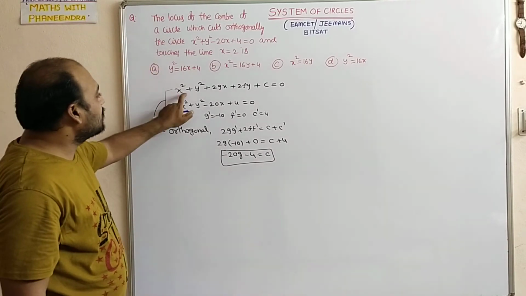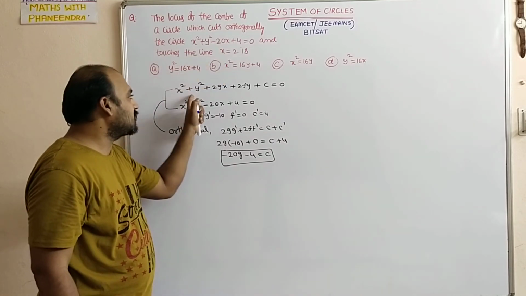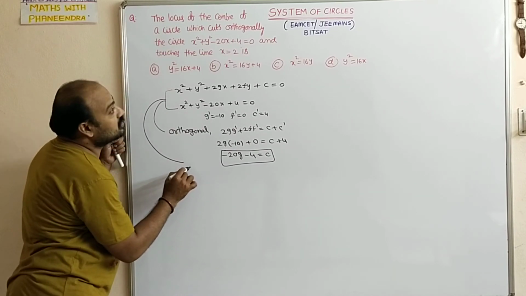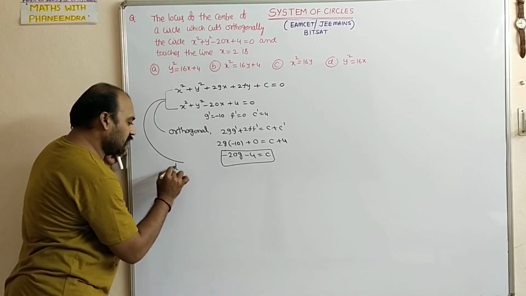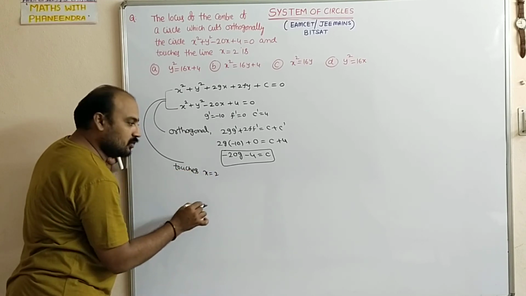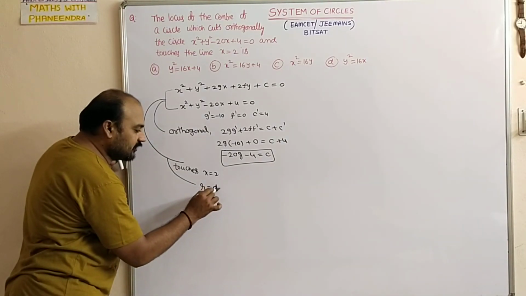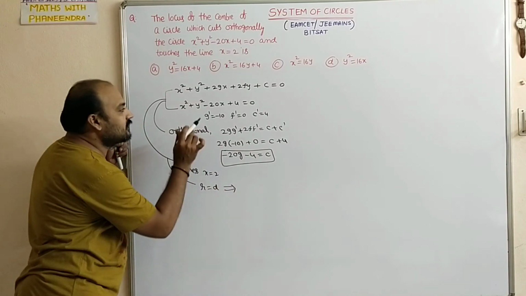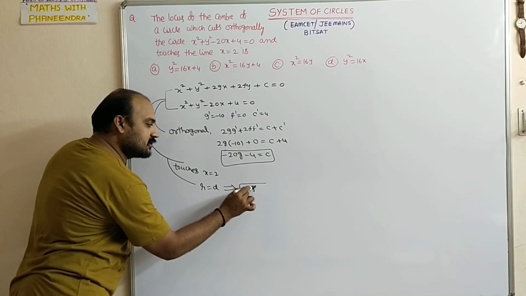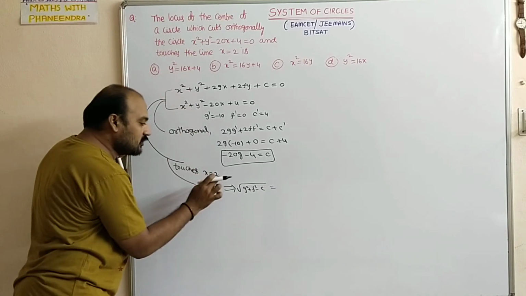And this circle touches the line x = 2. Whenever the circle touches the line, radius is equal to perpendicular distance. What is the radius of this circle? Root over g² + f² − c. And d means the perpendicular distance from the center of the circle to this line.